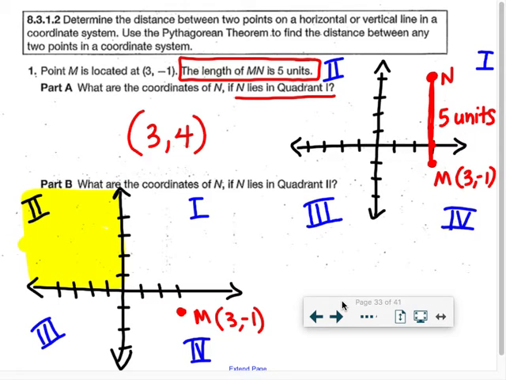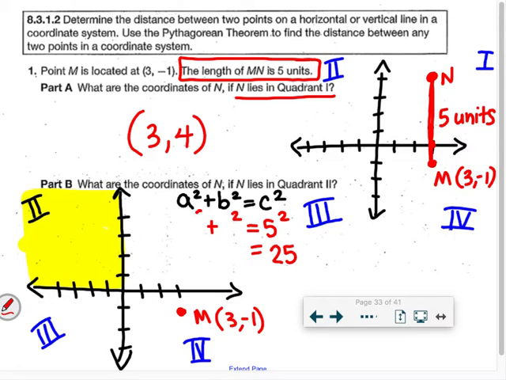The diagonal distance, hopefully you remember, when you're doing the Pythagorean theorem, let me erase my quadrant 1 for a moment. When you're doing the Pythagorean theorem, remember that the diagonal distance is the hypotenuse. So that means that the 5 has to be C. So I want you to remember that 5 squared is 25. So basically we're looking for two numbers that when we square them, they add up to 25.